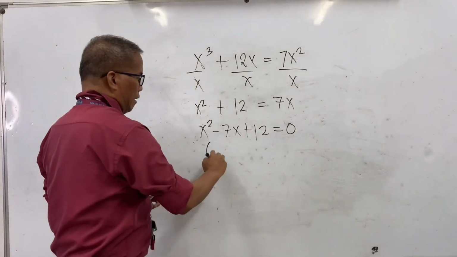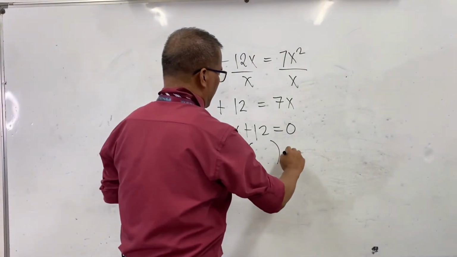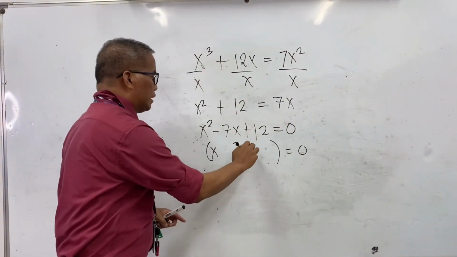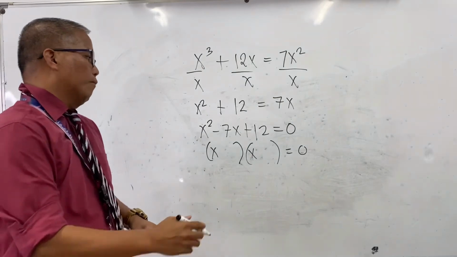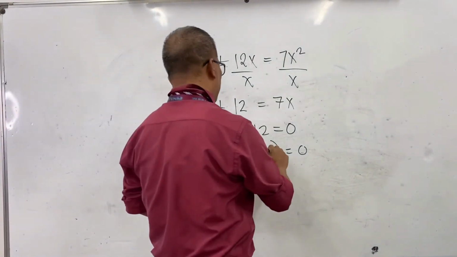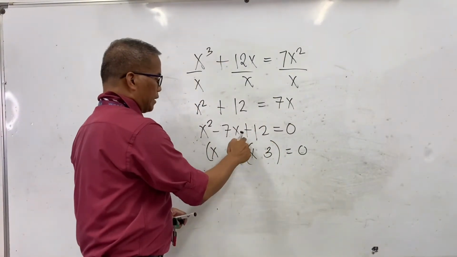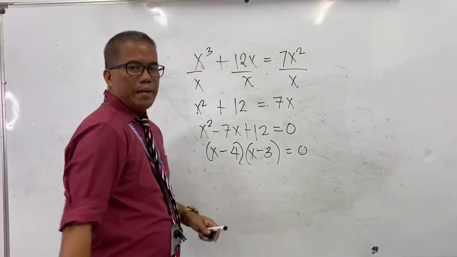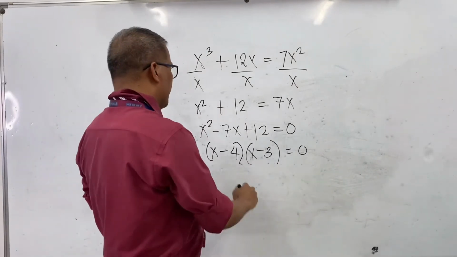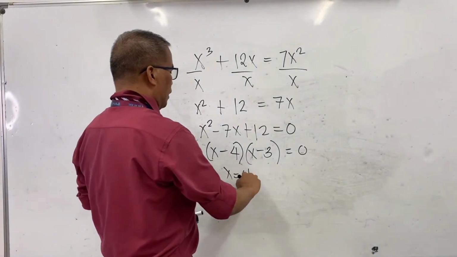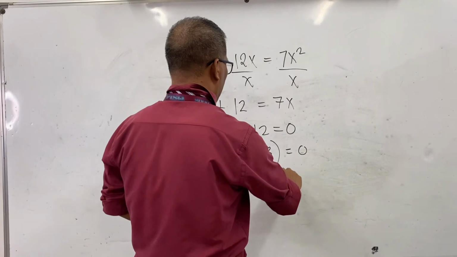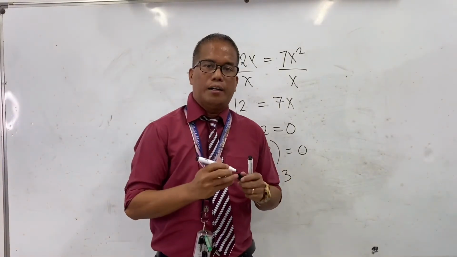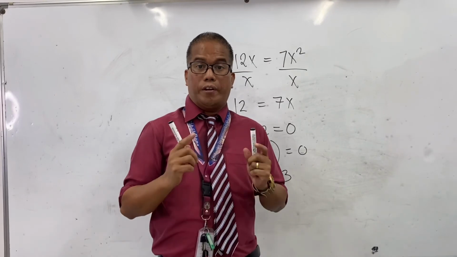Then we can use factoring here. So factors of x squared are x and x. Then factors of 12 will be 4 and 3. Since this is positive, we can use negative, negative, so that the middle term will become negative 7x. So x is equal to 4, then x is equal to 3. So the question now, find the numbers. So therefore, the numbers are 4 and 3.